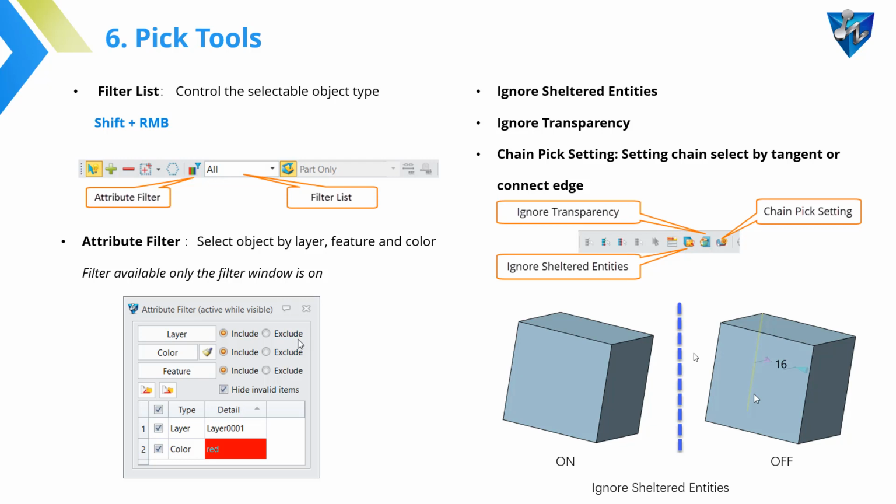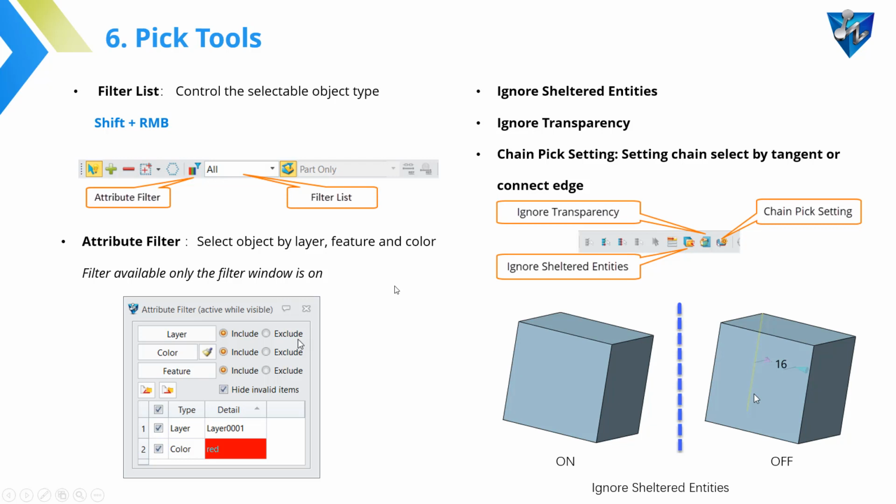In the sixth part, I will introduce the pick tool. In ZW3D, we have the filter list. It will help users control the selectable object type. There are two ways to use the filter list. The first way is to find it on the top left of the user interface, and another way is to press Shift on the keyboard and right-click the mouse.